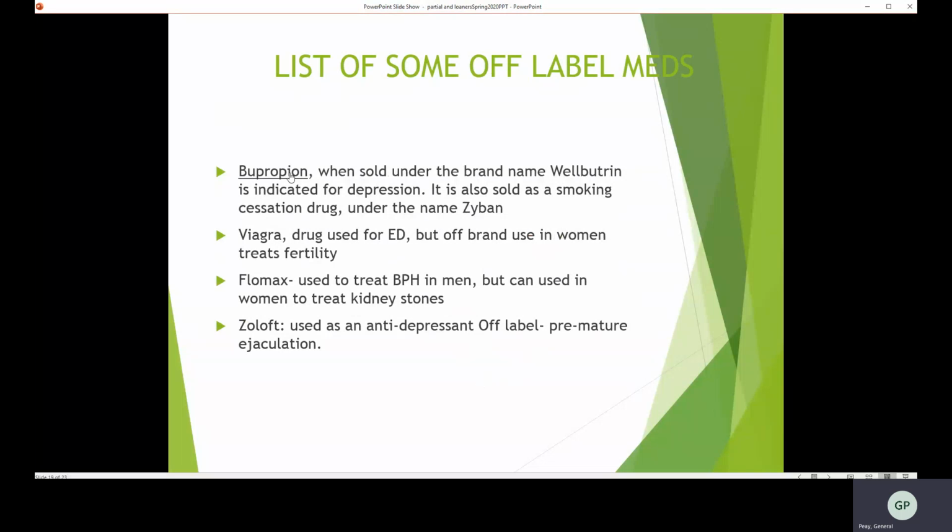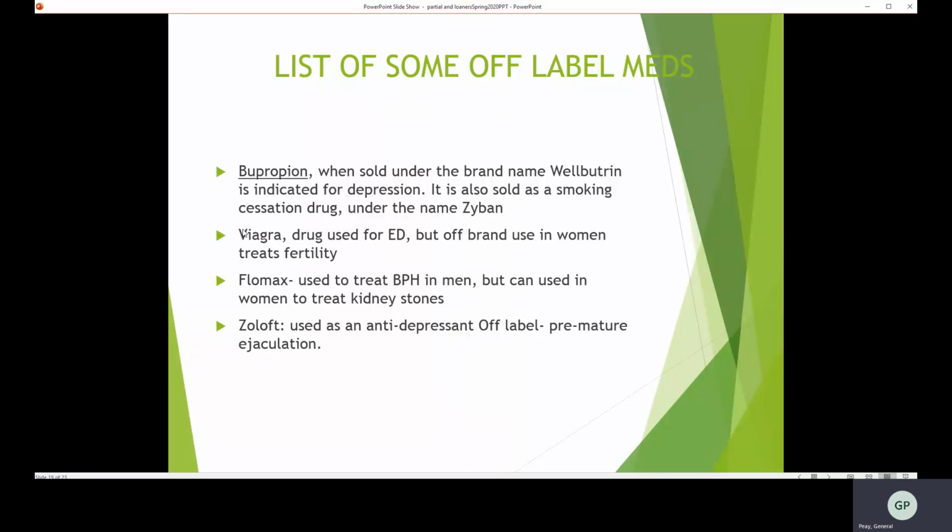Some of them you may be familiar with. Bupropion, when sold under the brand name Wellbutrin, is indicated for depression. So this is a popular depression medication, but it's also sold as a smoking cessation drug. This is a drug that helps you quit smoking under the name Zyban. Zyban is still bupropion. What happened was when they were doing tests on Wellbutrin for depression, some of the people who were depressed were reporting that they didn't have the urge to smoke anymore if they were smokers. So then it got marketed under Zyban to help you stop smoking.